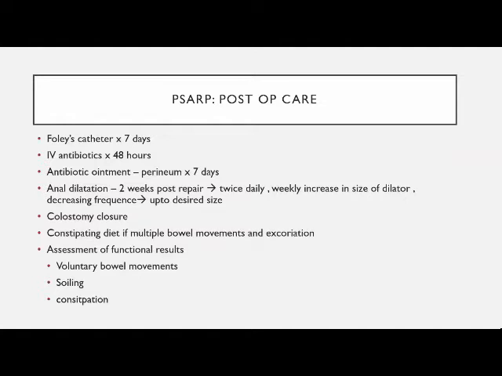The desired size of the dilator will vary with age, usually up to number 10 until 4 months, and most infants use up to number 14. Colostomy closure can then be planned. A constipating diet is recommended if multiple bowel movements occur with excoriation. Later on, we assess the functional outcomes, which include voluntary bowel movements, soiling, and constipation. This will be discussed in detail in subsequent classes.